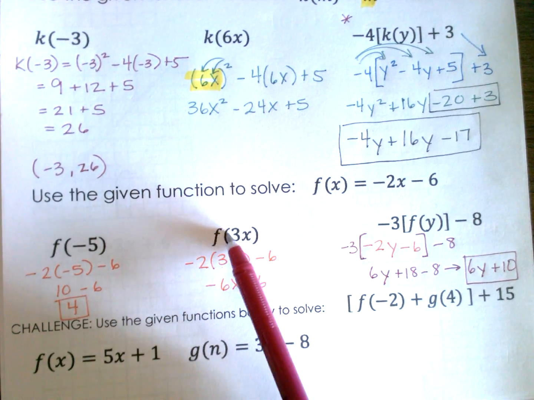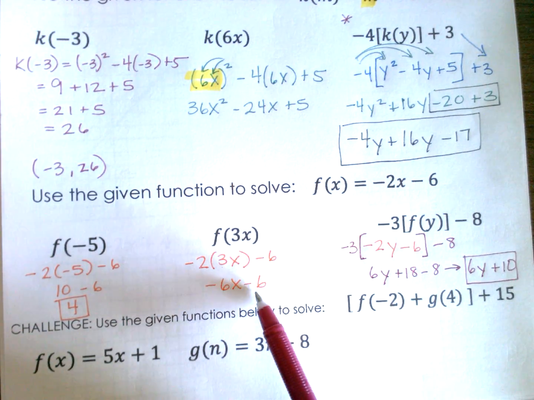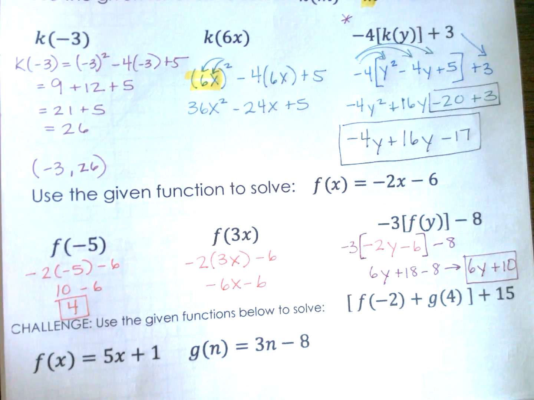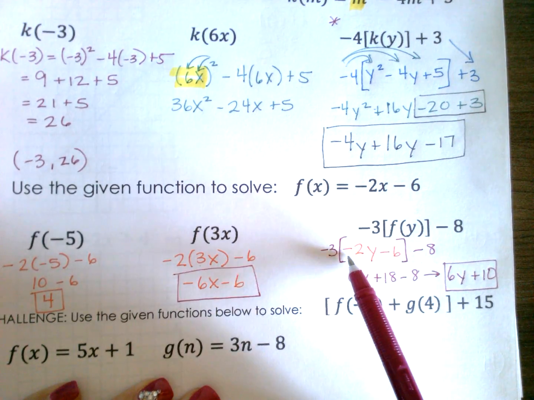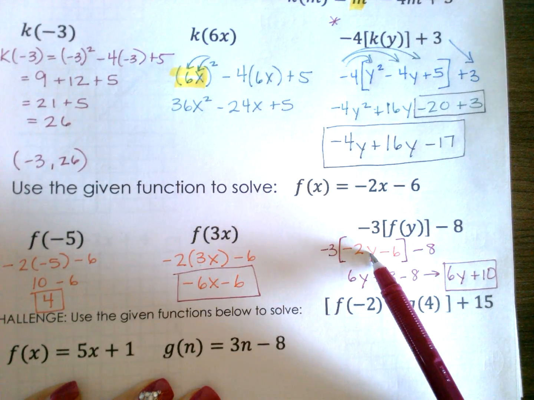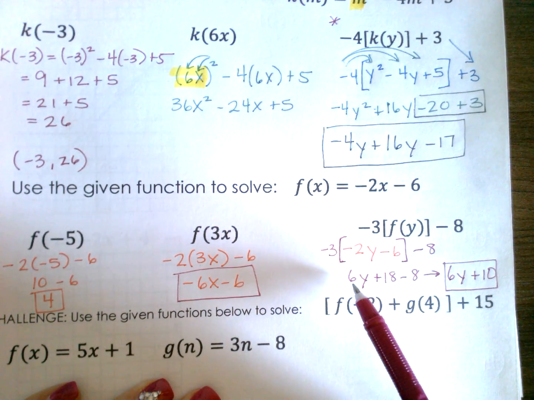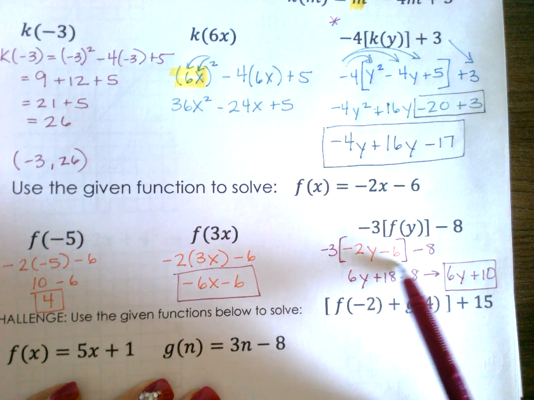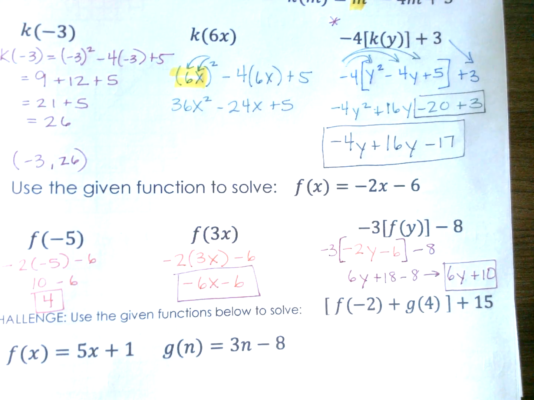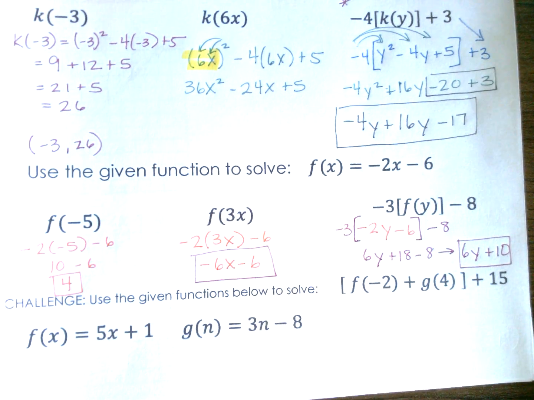Thank you for pausing. For the first one, when I substitute negative 5 into the equation, I get 4. When I substitute 3x into the equation, I ended with negative 6x minus 6. These are not like terms, so I may not combine anything. For this one, I first put y in for my x, bracket, times negative 3, I distributed. Then at the end, I have to subtract 8, so I combine like terms.